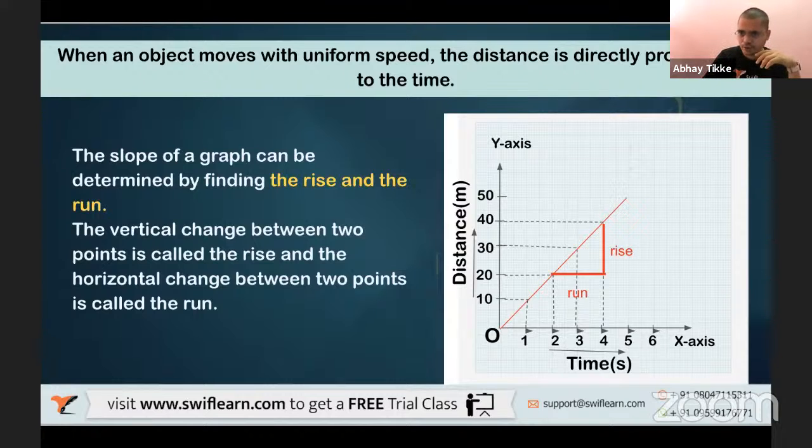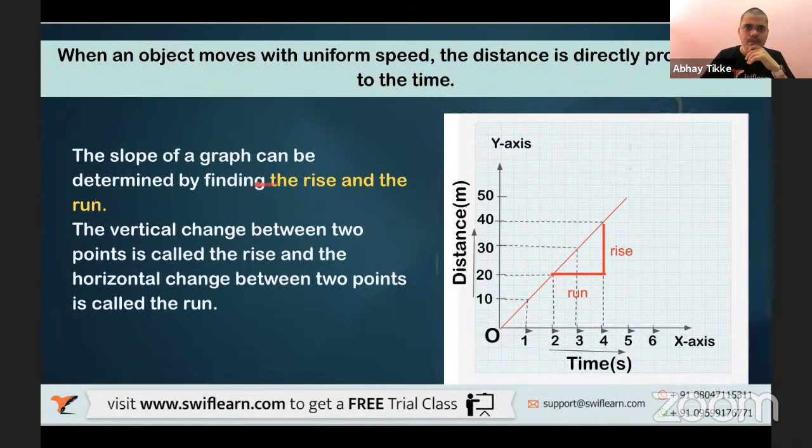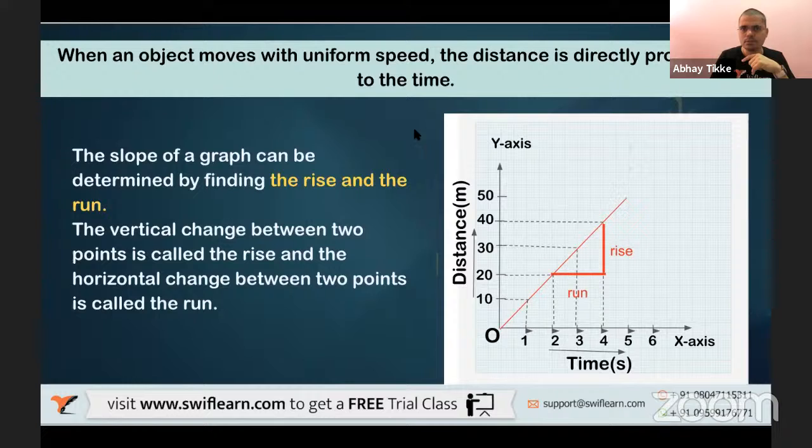Very simple. You can see this in the graph as well. This is your rise. Sorry. And this is your run. Okay. The slope of the graph can be determined by finding the rise and the run. The vertical change between 2 points is called the rise, and the horizontal change between the 2 points is called the run. अभी कौन से भी 2 points ले लो. If you take any 2 points, right? Let's say take this point as A point. Let's say take this as a B point. Let's say take this as a C point, and then let's say this is a D point.